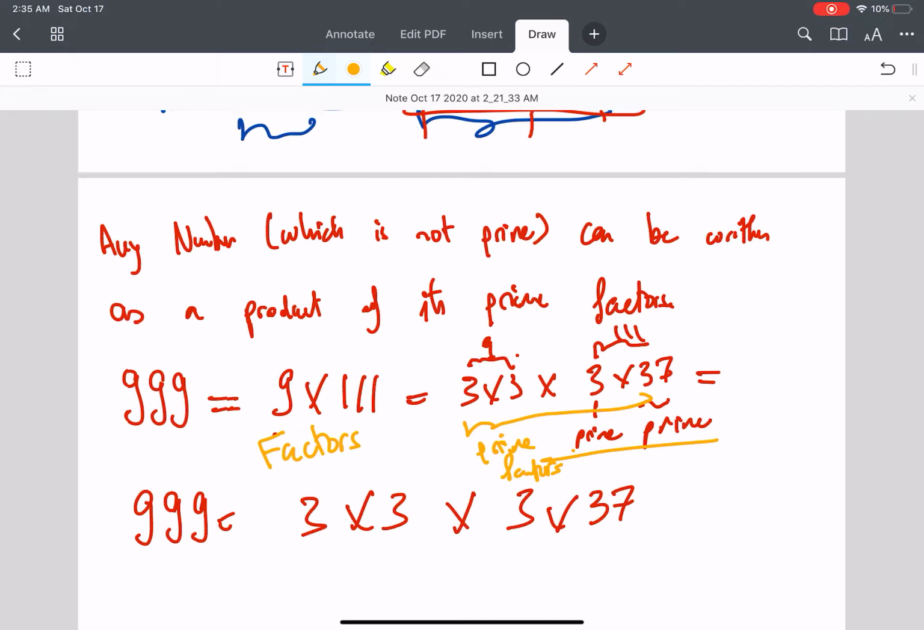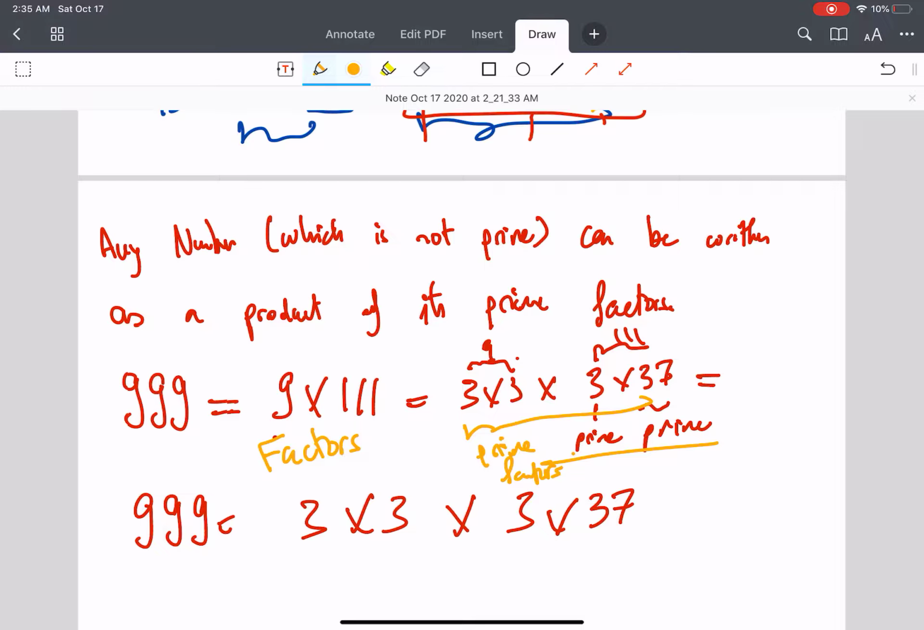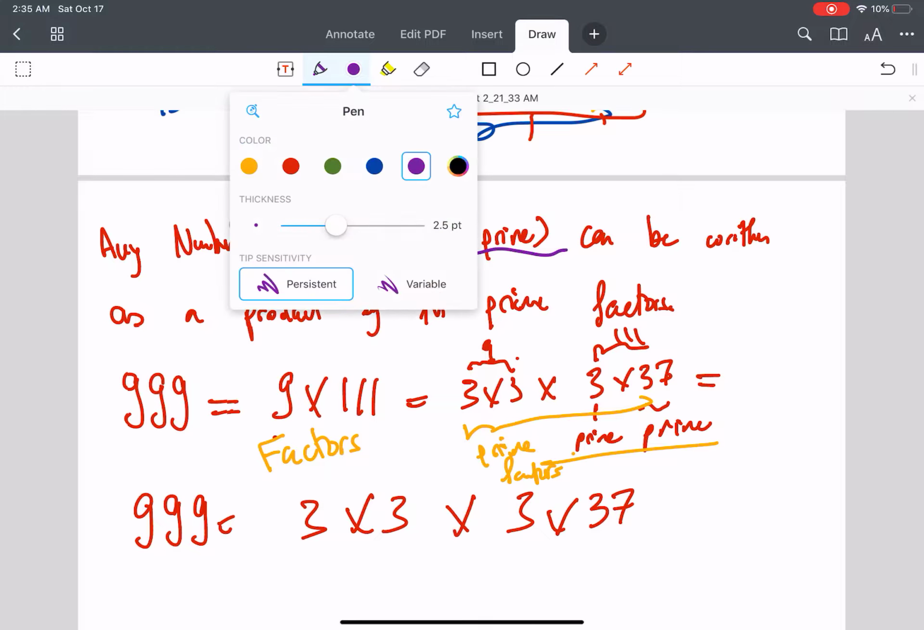Okay, let's move forward. Any composite number, which is not prime, can be written as a product of its prime factors, like what I've said.